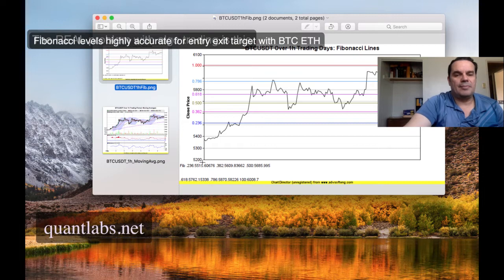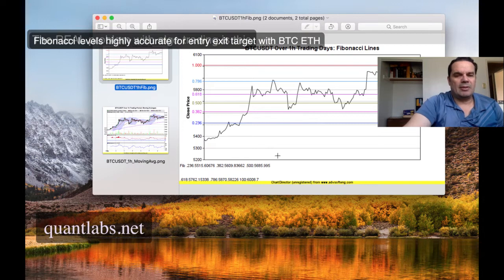I have fixed up the Fibonacci charting. Hopefully you are familiar with Fibonacci. I'll assume you are. We have our popular Fibonacci levels: 0.236, 0.382, 0.5, 0.618, 0.786, and 1.0. So we can use these now purely for entry and exit, and you'll see how deadly accurate this is.